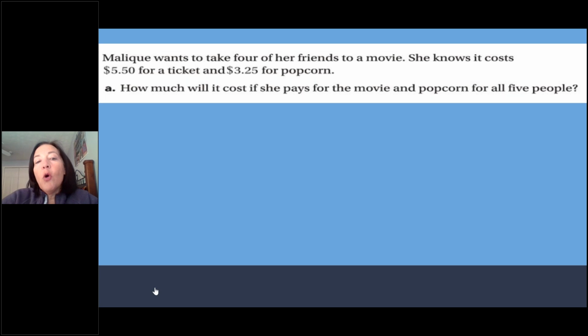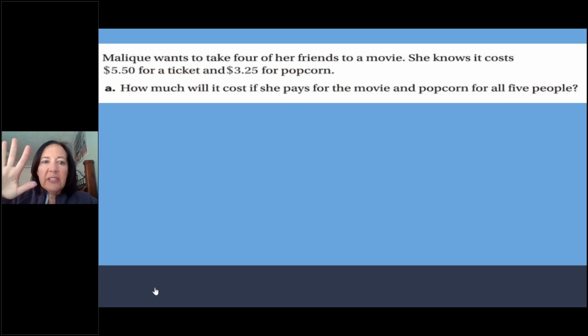Malik wants to take 4 of her friends to a movie. She knows it costs $5.50 for a ticket and $3.25 for popcorn. How much will it cost if she pays for the movie and popcorn for all 5 people? Okay, so I'm going to read that one again. Malik wants to take 4 of her friends to a movie. She knows it's going to cost $5.50 for a ticket and $3.25 for popcorn. How much will it cost if she pays for the movie and popcorn for all 5 people?